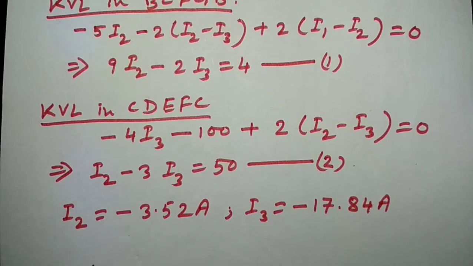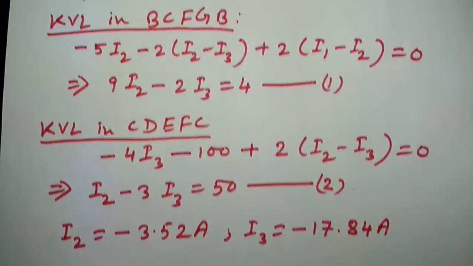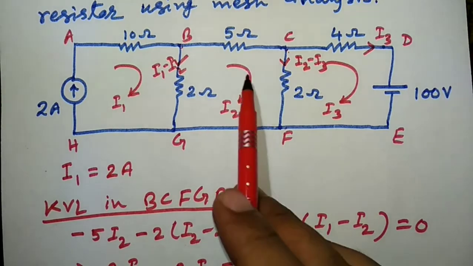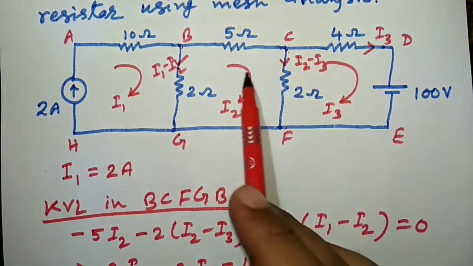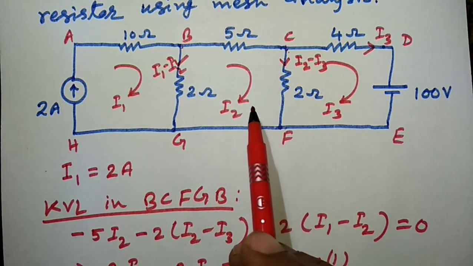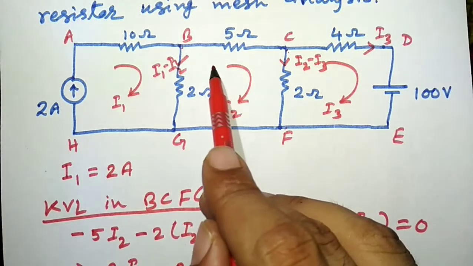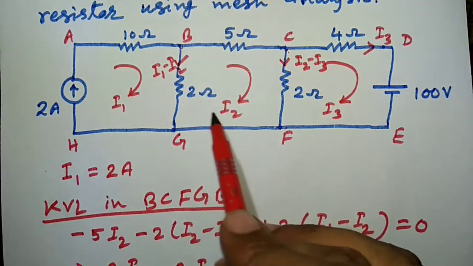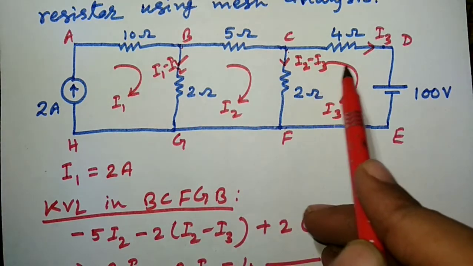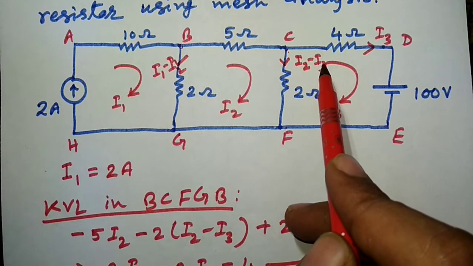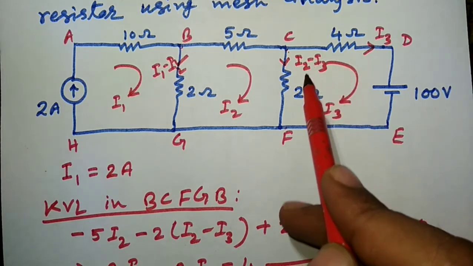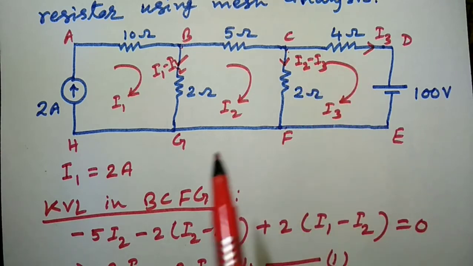You can see that both the values are negative. That means the directions of I2 and I3 will be opposite to what we have assumed initially. Initially we have assumed the current is flowing in clockwise, actually in the circuit the current is flowing in anti-clockwise. Similarly in the third mesh, initially we have assumed the current is flowing in clockwise, but actually the current will be flowing in anti-clockwise direction.